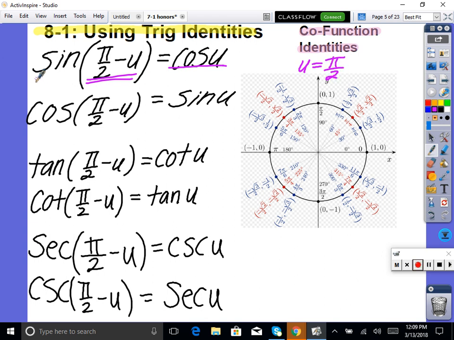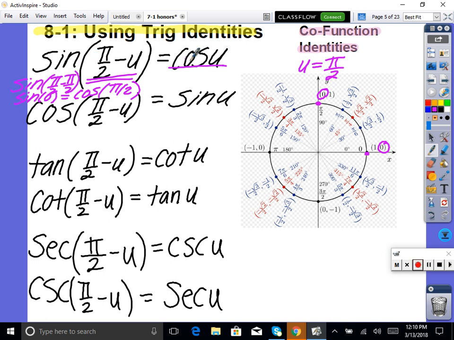So this would be sine of pi halves minus pi halves, which is sine of 0. The sine at 0 should be equal to, now we're plugging in pi halves, the cosine at pi halves. Do you see what I'm saying? Let's check to see if that really works. The sine at 0 is 0, correct? The cosine at pi halves is 0. Do you see how they're equal? So once again, this is prettier than this.